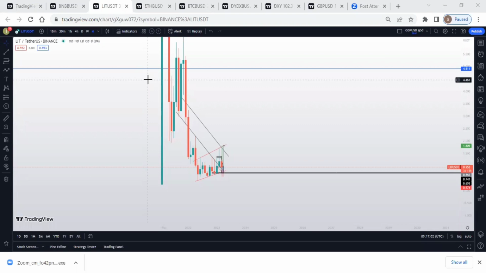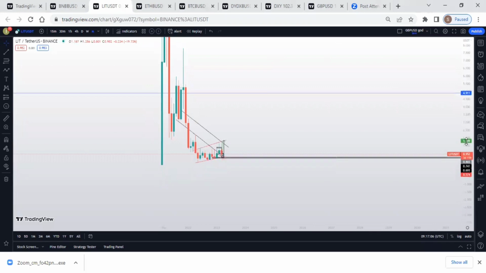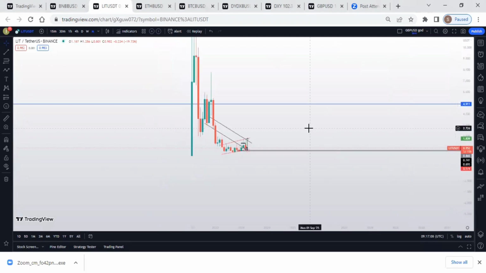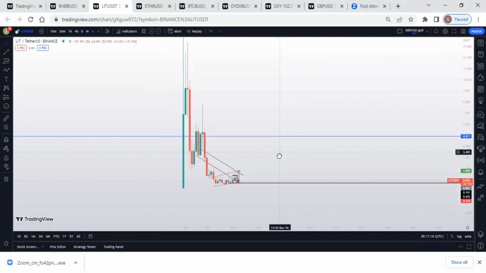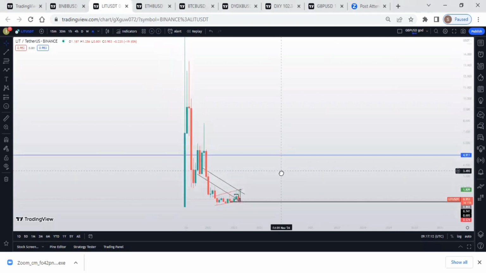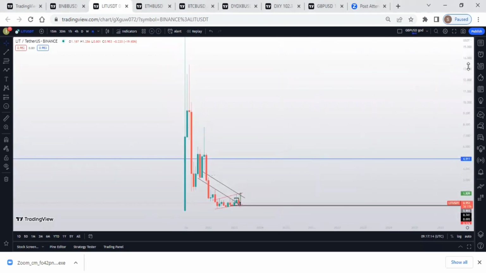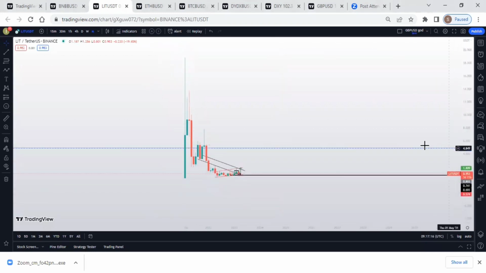Today I want to be doing an analysis on LIT USDT. This is a crypto token. So this is actually one of my favorites. If you are in my community in Telegram, you'll get to understand what I'm saying.